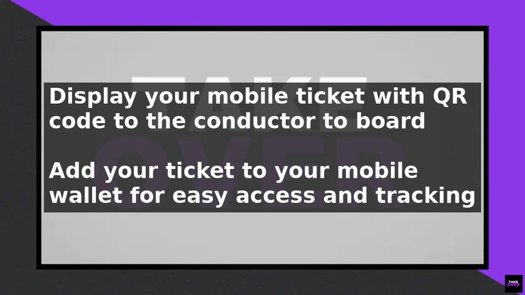The Amtrak app also allows you to access other features such as booking hotels and rental cars, and tracking your reward points. Overall, using Amtrak mobile ticketing is a simple and straightforward process that can save you time and hassle when traveling by train.